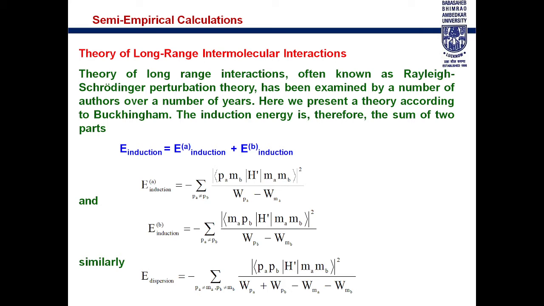Theory of long-range intermolecular interaction. This is often known as Rayleigh-Schrödinger perturbation theory, and has been examined by a number of authors over a number of years. Here we present a theory according to Buckingham. The induction energy is therefore the sum of two parts: induction energy is equal to E to the power A induction plus E to the power B induction. And the dispersion energy is a summation of some function given here.